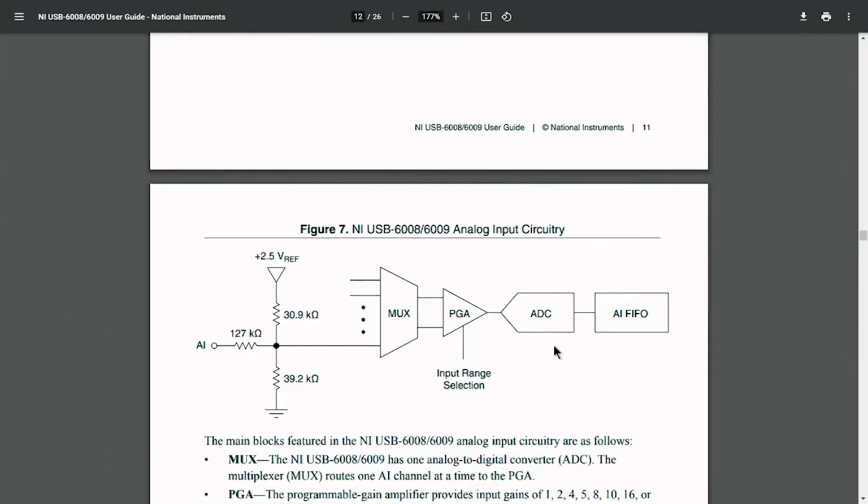So, even that gain can be set using a PGA, and the output of the PGA is connected to an ADC. In this case the ADC is a 12-bit analog to digital converter, that is communicated to the microcontroller. So, AI means analog input first in first out device.